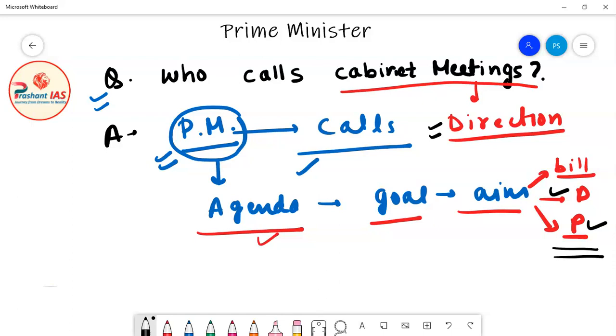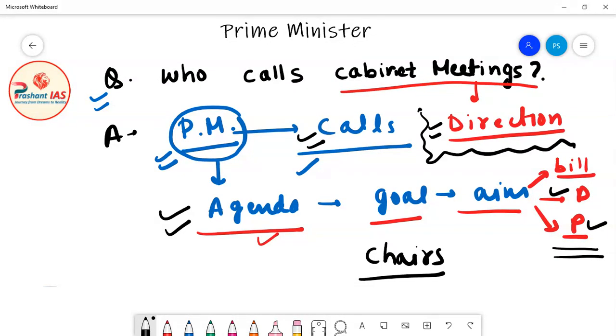Why? Because it is the Prime Minister only who decides the agenda of the meeting, it is the Prime Minister only who calls the meeting, and it is the Prime Minister only who chairs the meeting. So he is the chairman of these meetings. The Prime Minister is the chairperson of cabinet meetings. So the Prime Minister can give general direction to the administration of the country through cabinet meetings.